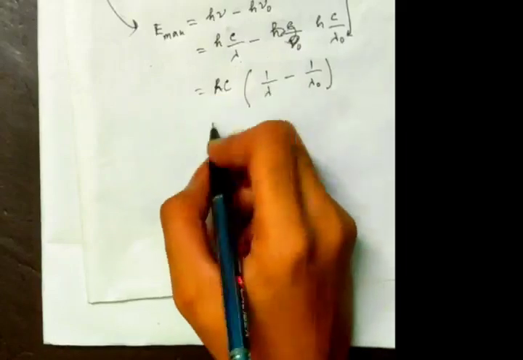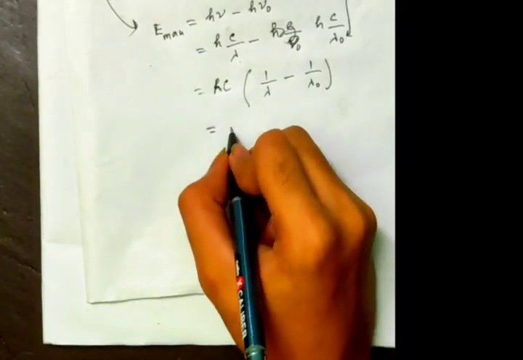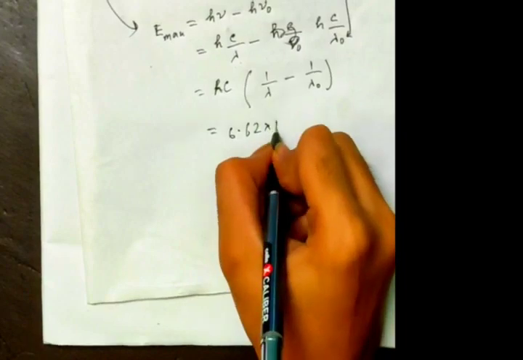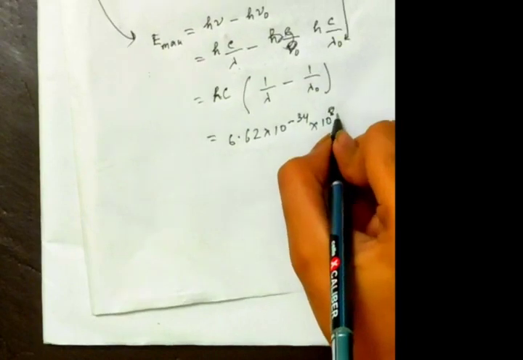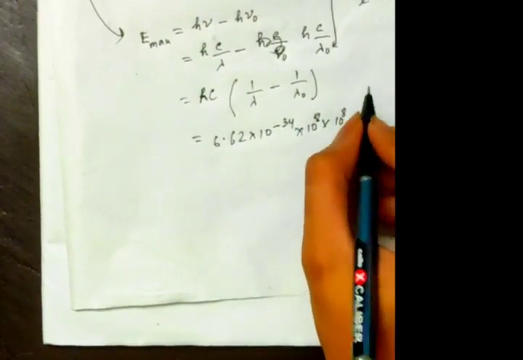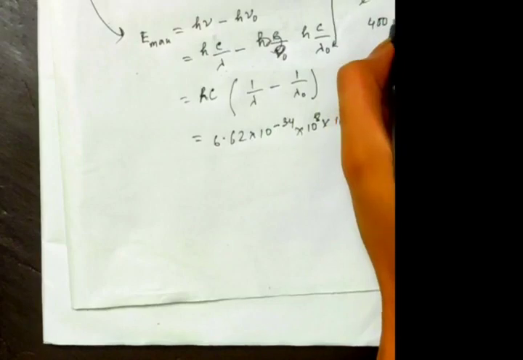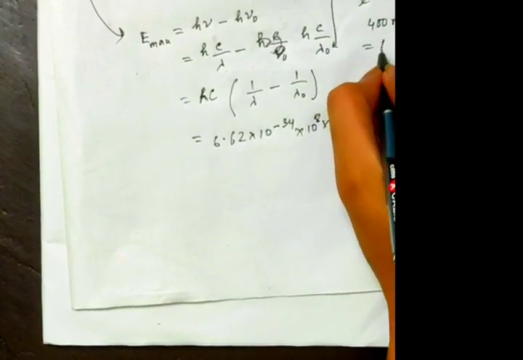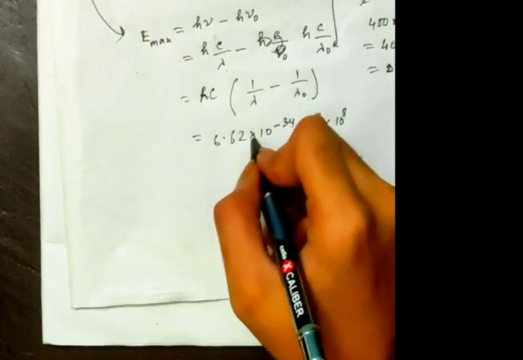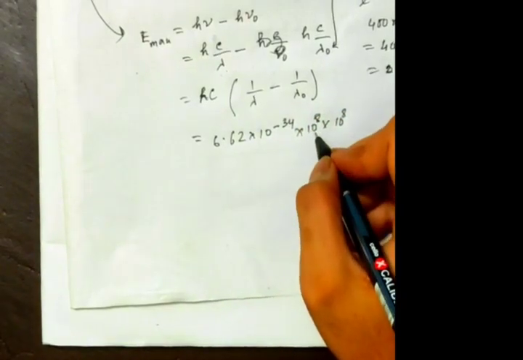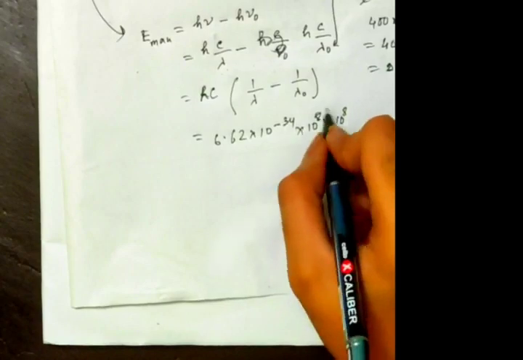Okay, so now putting the values, we will get 6.6 into 10 to the power minus 34 into 3 into 10 to the power 8. Why is the 10 to the power 8 coming? Because 400 nanometer equals 400 into 10 to the power minus 9 meter, that means 4 into 10 to the power minus 7 meter, and if you take the 8 meters, the power will be changed from negative to positive, and we will get 10 to the power 8.